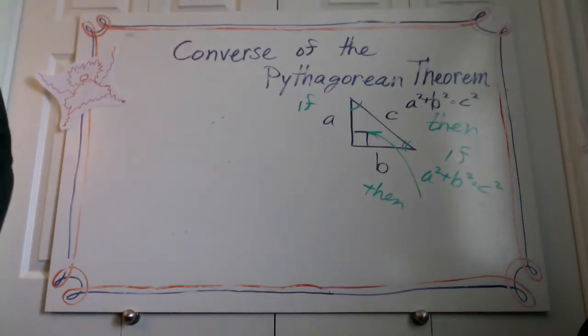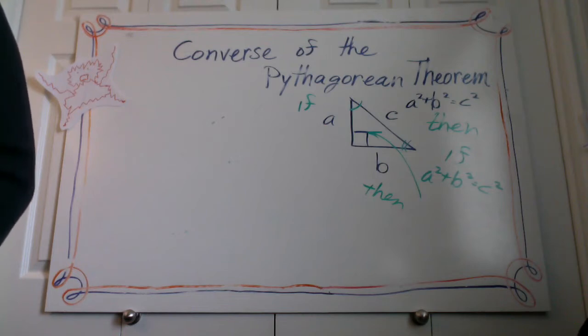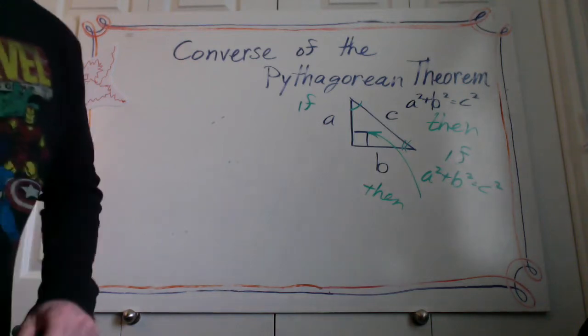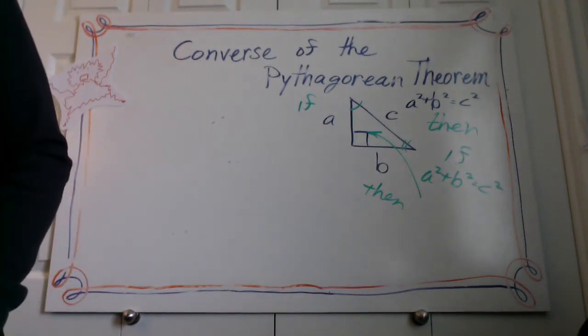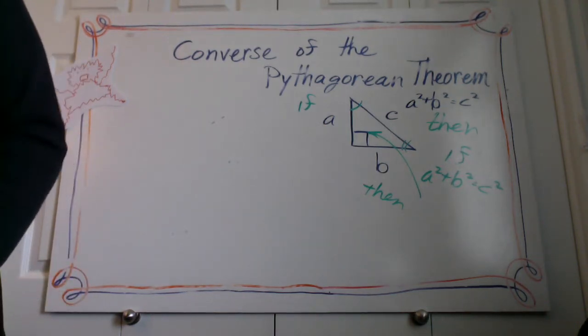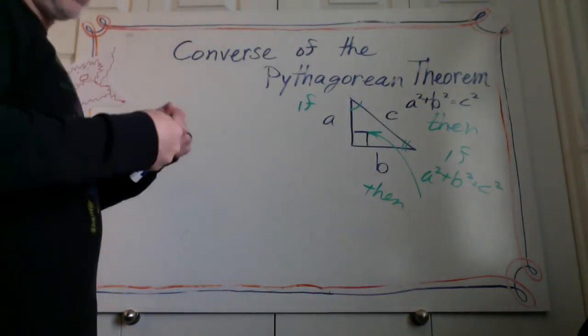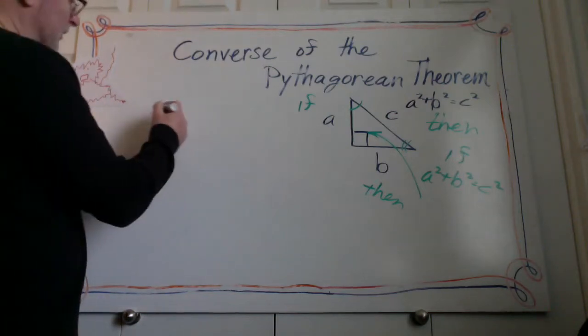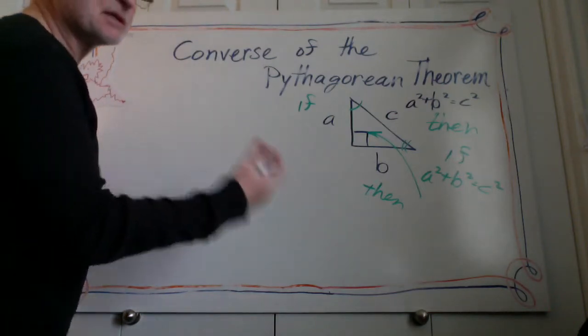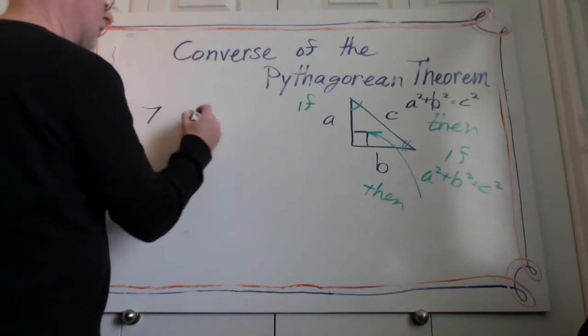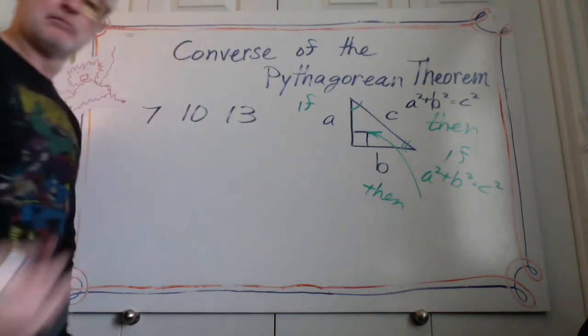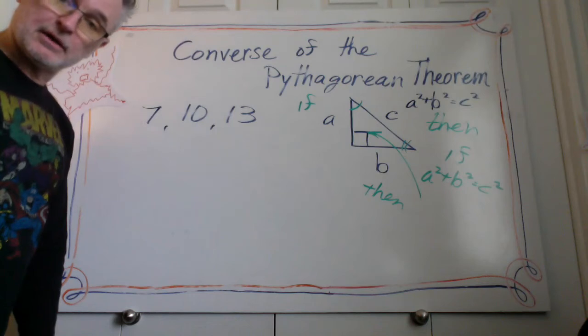So the first thing that happens here in the homework is they give us 3 lines, and they ask us if it is a right triangle. Let's just look at one of them, 7, 10, and 13. What if they don't tell us that A is this, B is this, and C is this? What if they just say, hey, we've got 7, 10, and 13. Figure this out. Is that a right triangle?